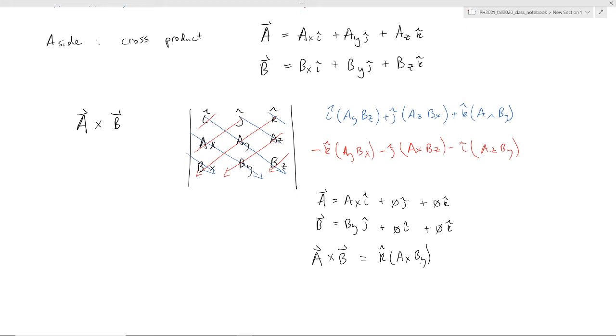And one other thing I wanted to note, as a general issue with computing these cross products, is that if you were to instead compute B cross A, now granted I don't have the terms written out like this, you would find, if you worked this out yourself, that you would get negative AxBy. And this is just a word of caution: the cross product is not commutative.